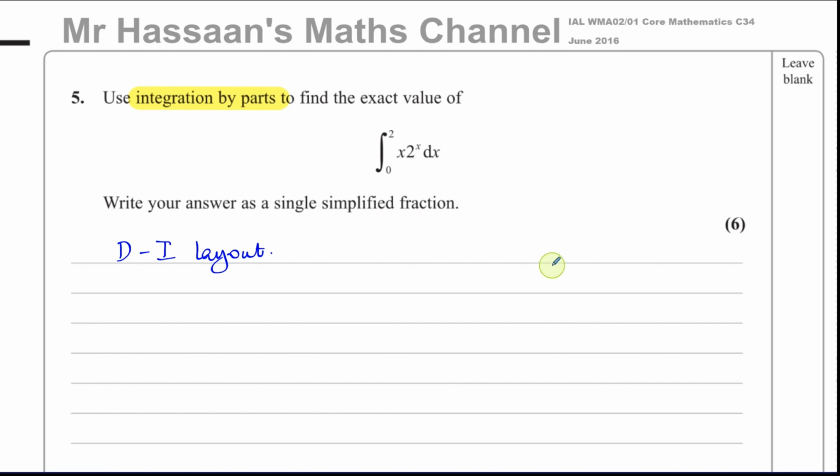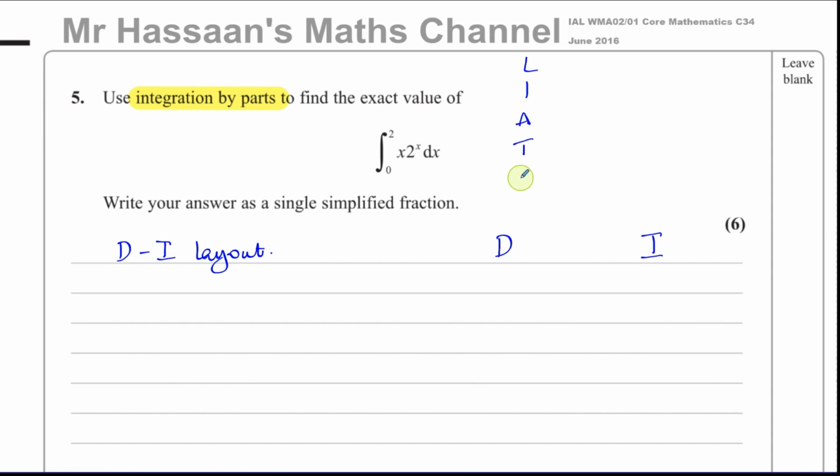So in the DI layout, just like in the integration by parts, I'm going to show in the second part of the video the traditional method also, for those students who are more comfortable with that. So in the DI layout, you choose one of the two products to be the thing that is going to be differentiated, and the other one, the thing that's going to be integrated.